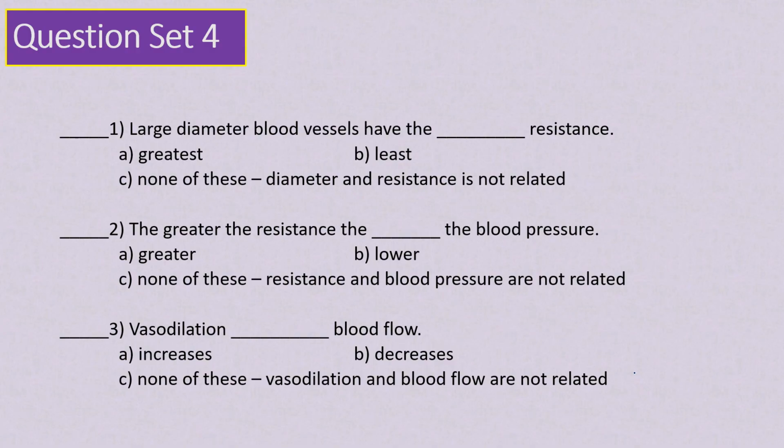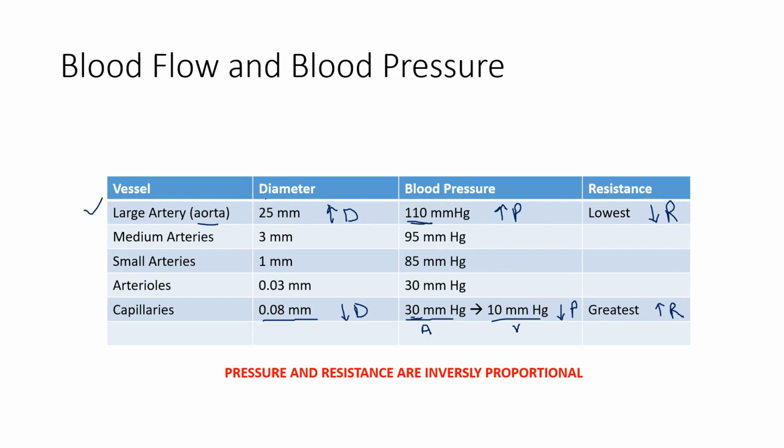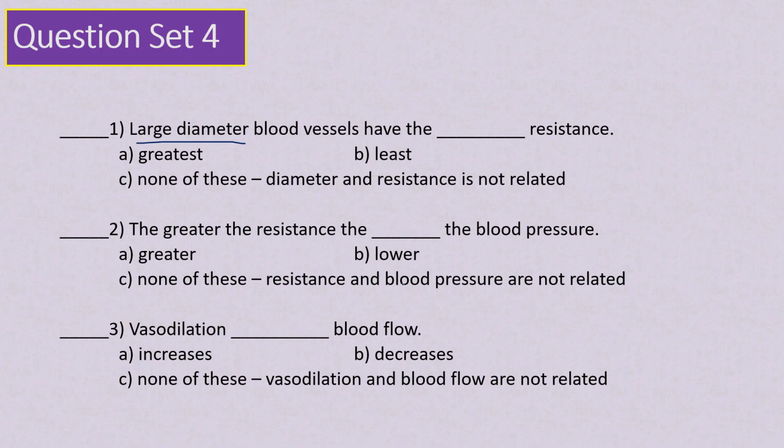Now let's take a look at some questions. I'll give you a second to read those and answer them. A large diameter blood vessel is going to have what kind of resistance? A large diameter blood vessel is going to be something like an artery. So if we back up a slide, this is your large diameter blood vessel. What do we know about its resistance? It's going to have a low resistance. So this is going to be B.